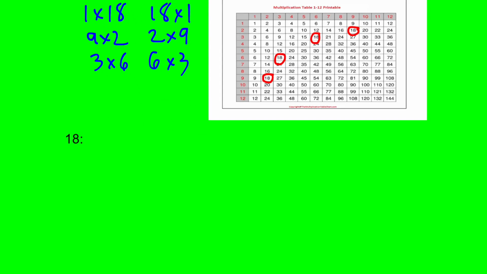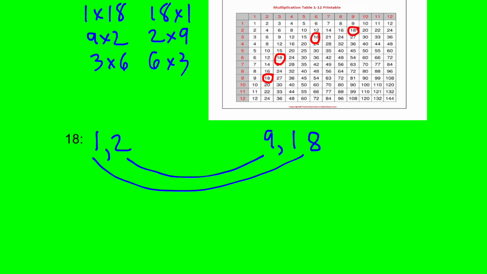If we're to list these in order from smallest to largest, we would have 1 and 18, 2 and 9. The next pair is 3 and 6. We're gradually getting to the middle. The only numbers between 3 and 6 are 4 and 5. Well, 4 won't multiply to give 18, and 5 won't multiply to give 18. So we know we have them all.